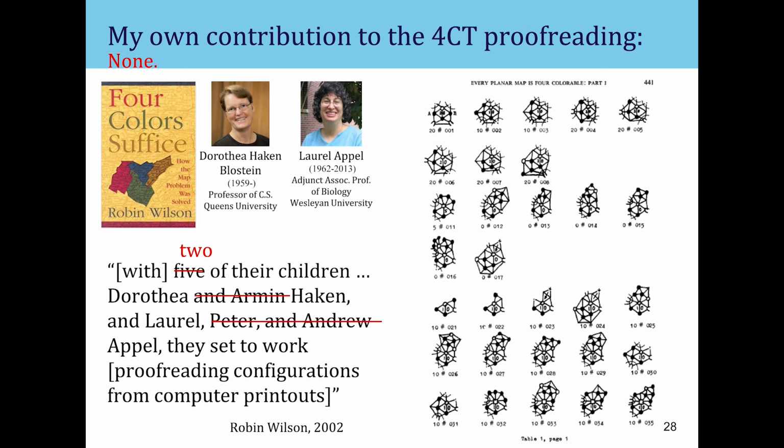And Robin Wilson reported that the various Appel and Haken children spent many hours proofreading the configurations. With apologies to Robin Wilson, he was misinformed. It was only 2 of the children, Laurel Appel and Dorothea Haken, that did all of this work, really. The boys slacked off and hardly did anything.